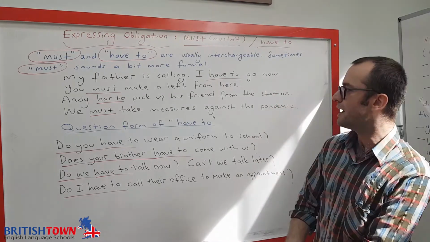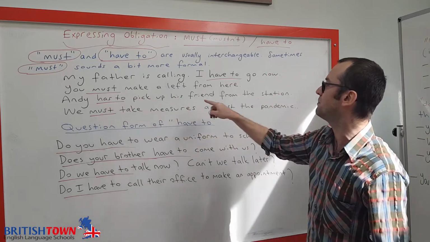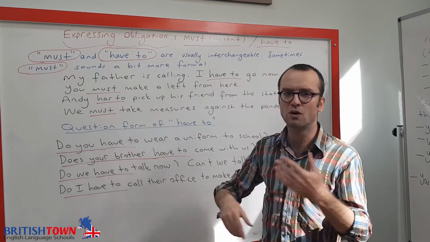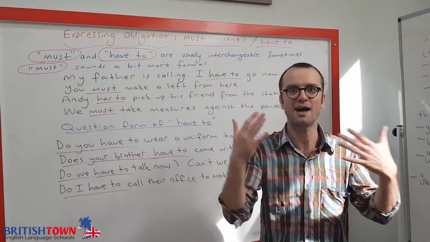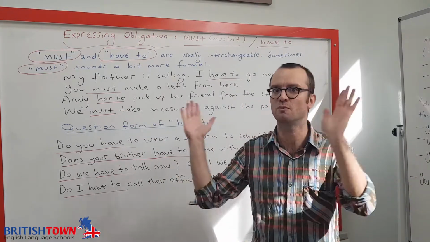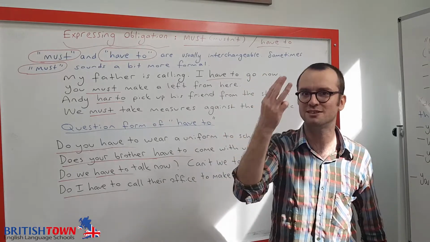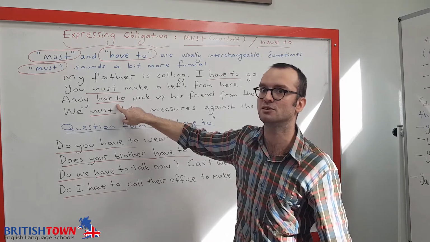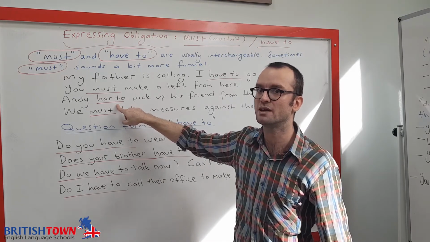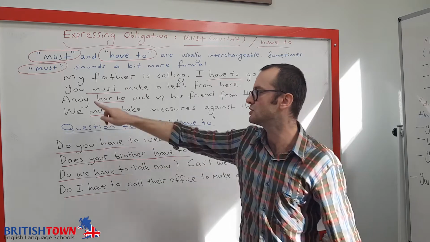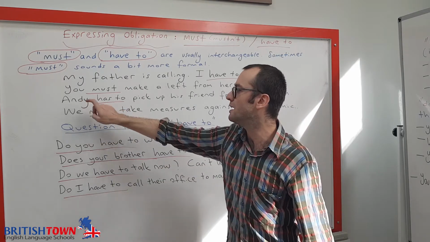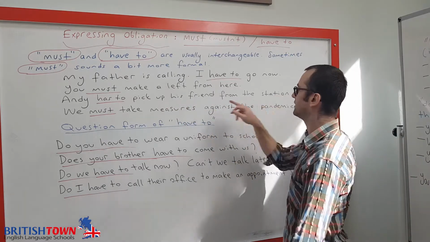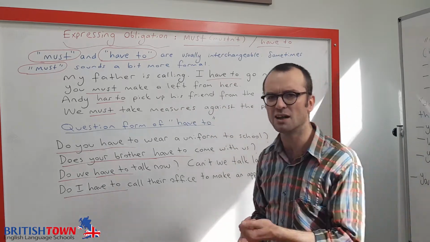Okay? And Andy has to pick up his friend from the station. Okay, you see Andy or Jenny or Ahmed, Mehmet, Mahmoud, Elisa, whatever. So with these third singulars, when we use have to, it becomes has to, just like here with Andy. Andy has to pick up his friend from the station. Andy arkadaşını istasyondan almak zorunda.